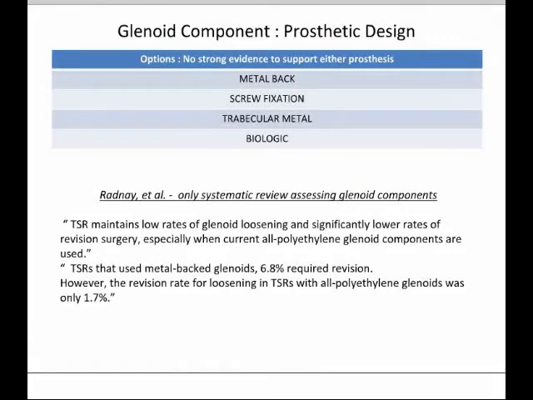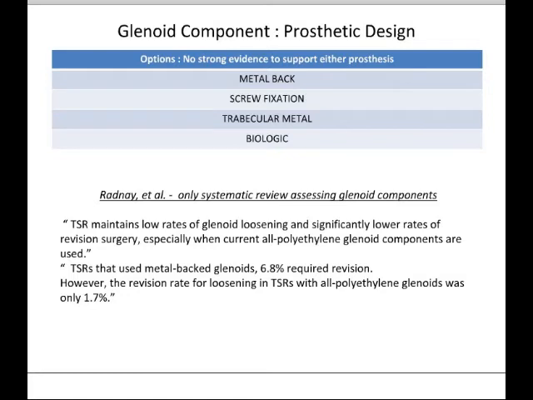Total shoulder replacement maintains low rates of glenoid loosening and lower rates of revision surgery, especially when you use an all polyethylene glenoid component. Metal back glenoids have a 6.8% revision rate. However, the revision rate for all polyethylene glenoids was a lot lower at 1.7%.